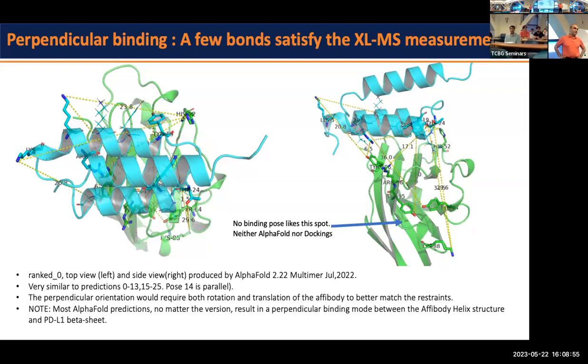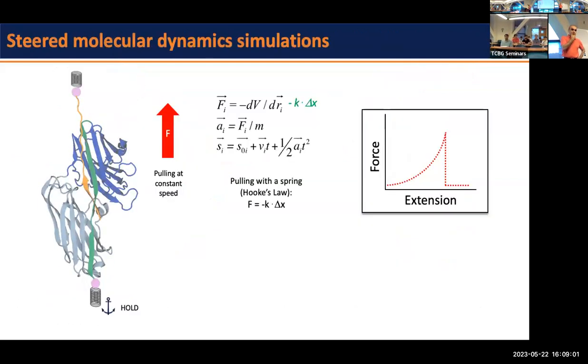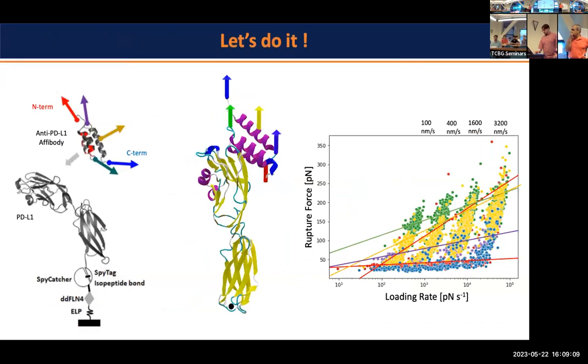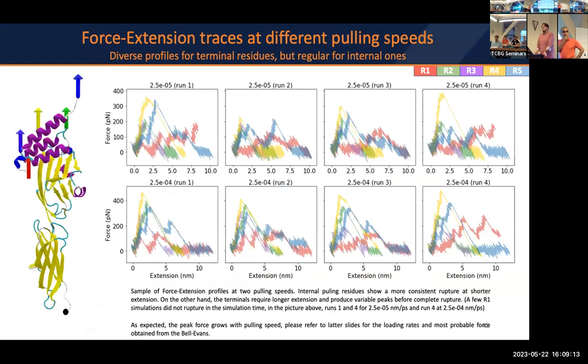I have a methodology question. During these pulling experiments, the extension in some of your plots goes to about 10 nanometers, or 100 angstrom, which is a pretty long distance. My question is about how you treat the water box. Do you initially start with a smaller box and extend it as you pull, or do you start with the full 100? We start from a huge water box.